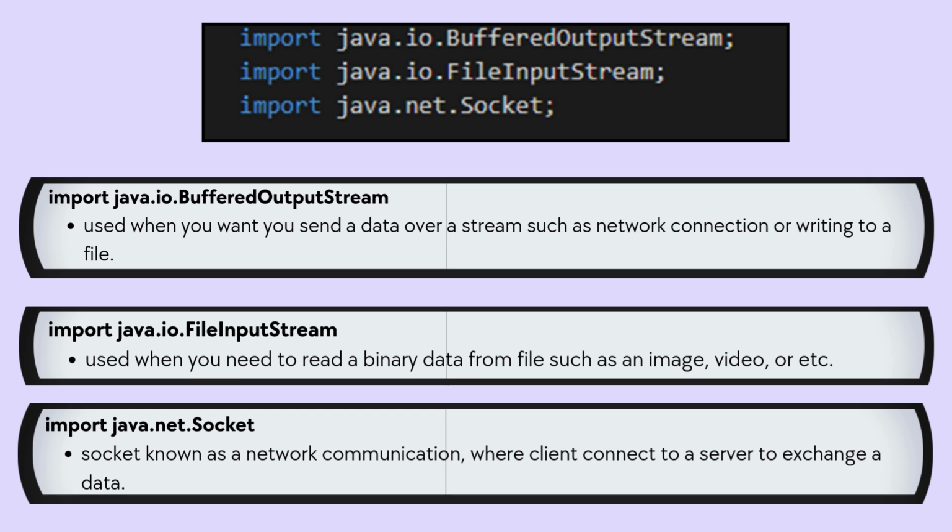Import java.io.BufferedOutputStream, used when you want to send data over a stream, such as network connections or writing to a file. Import java.io.FileInputStream, used when you need to read binary data from files, such as an image, video, and others. Import java.net.Socket. A socket is known as a network communication endpoint, where a client connects to a server to exchange data.